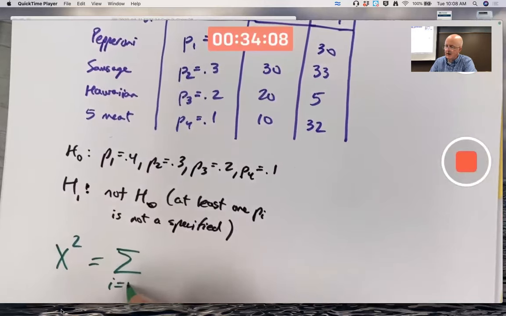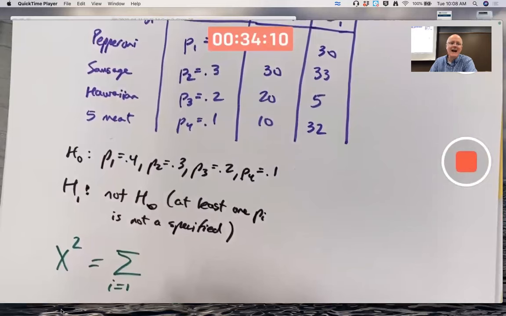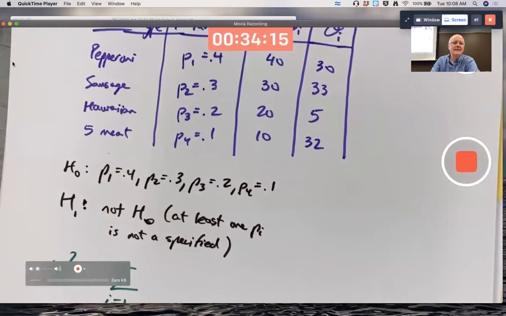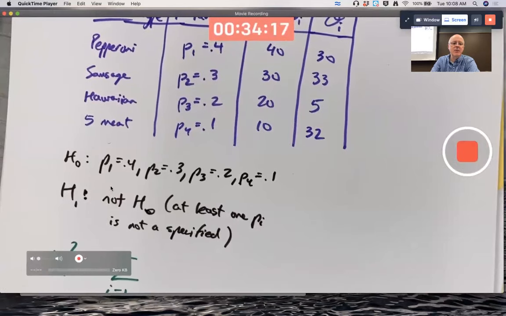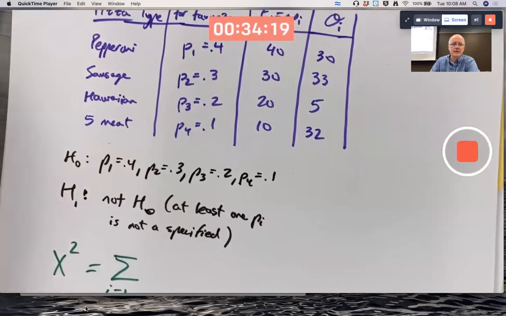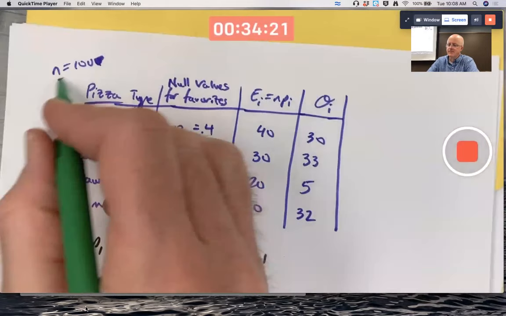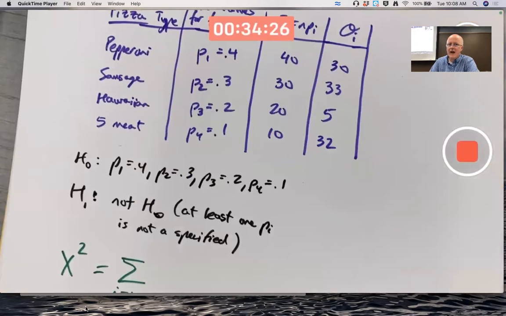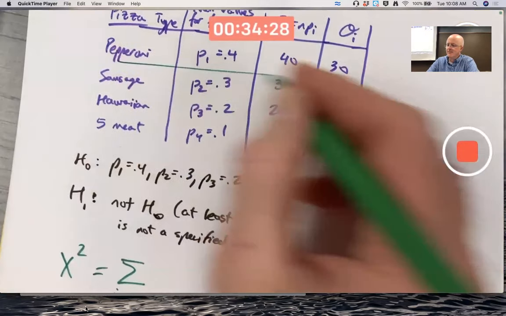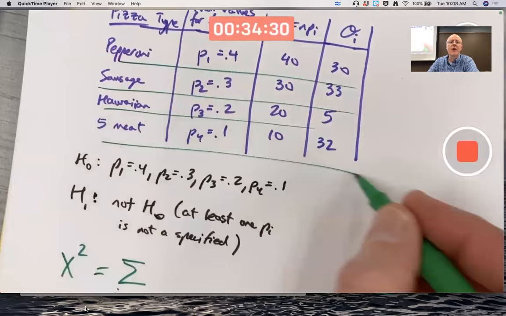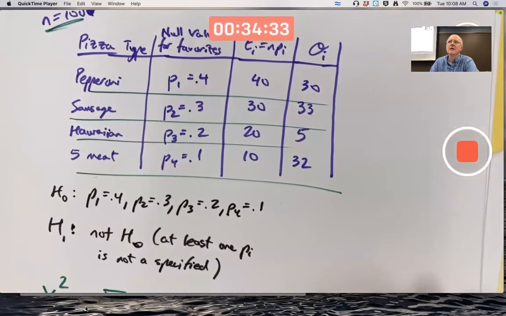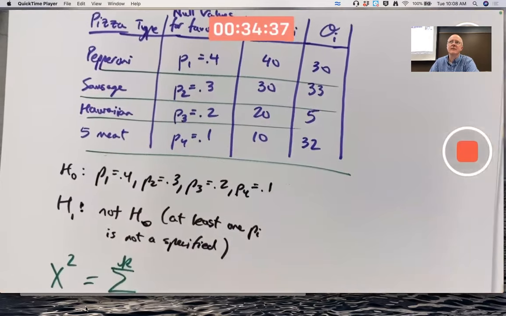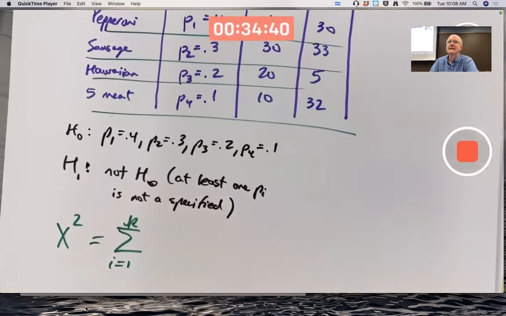Summation i goes from 1 to not n. This is a little tricky with the notation. N is the sample size, the number of people we're surveying. 100 people. But we don't have 100 categories of pizza. We only have 4. The book calls it k for the number of categories or bins.